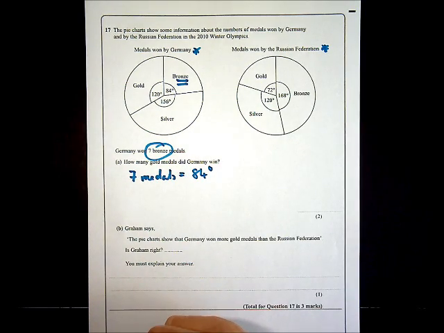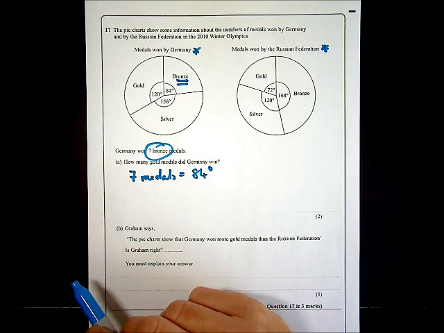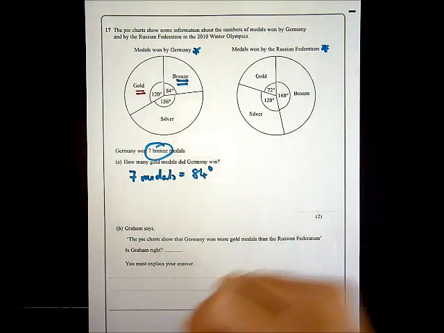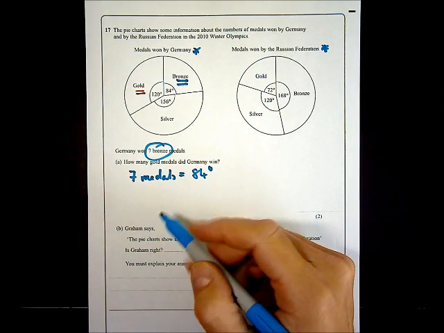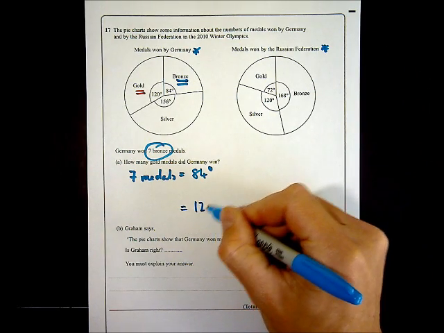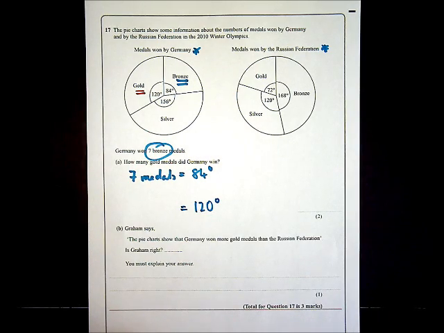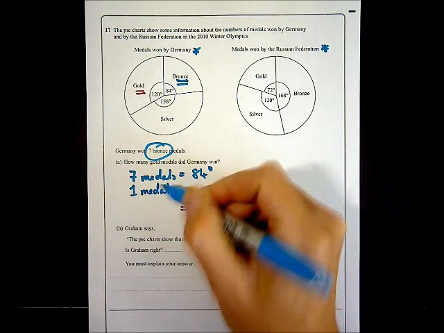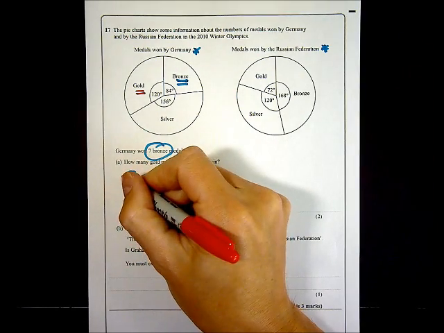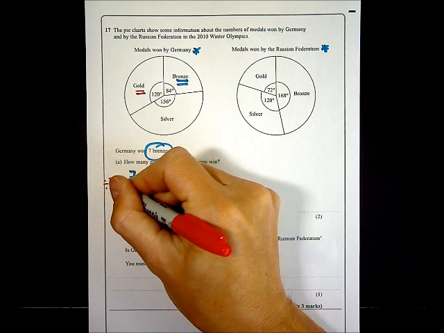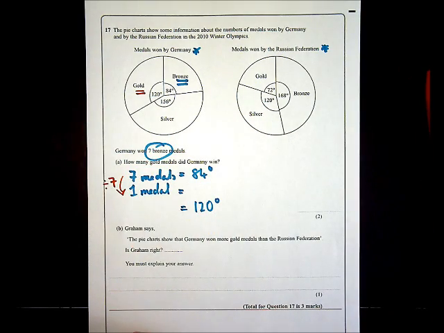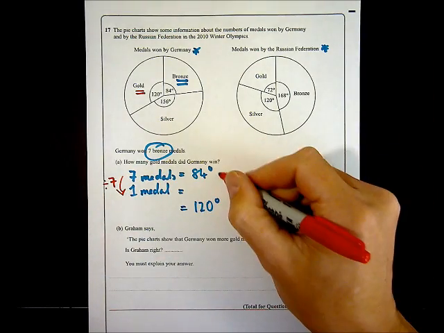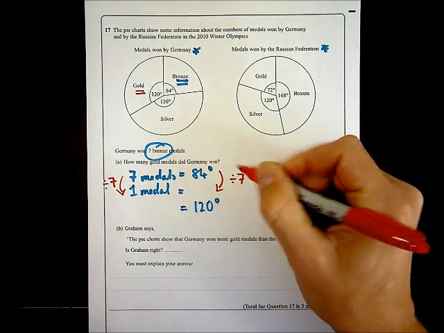And in the question I'm asked how many gold medals did Germany win, and gold medals for Germany is this part of my pie chart here, which is 120 degrees. So I need to work out what 120 degrees is, and I know what 84 degrees is. So the first thing I'm going to do is work out what 1 medal is. Well, 1 medal must be these 7 medals shared between 7 people. So 7 divided by 7 would get me 1. So if I'm going to divide this side by 7, I'm also going to divide this side by 7. So 84 divided by 7.